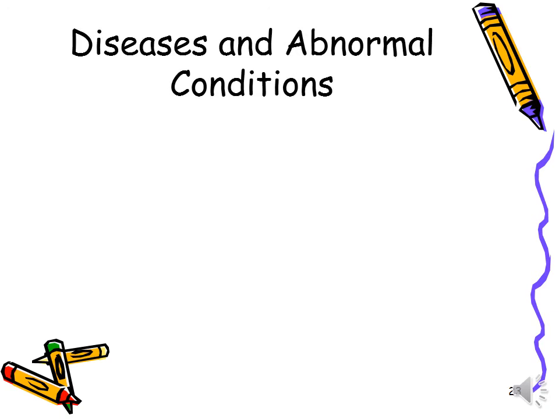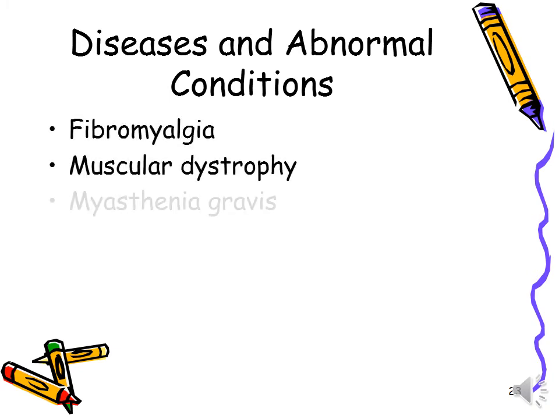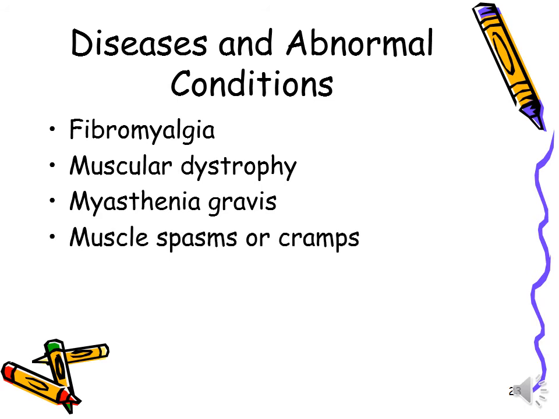When we think about some of the diseases and abnormal conditions related to the musculoskeletal system, there's several that come to mind. So we're going to talk about fibromyalgia, muscular dystrophy, myasthenia gravis, and then we're going to talk a little bit about muscle cramps and spasms and strains.